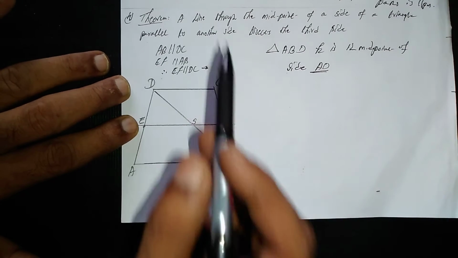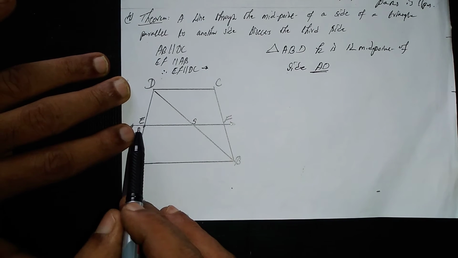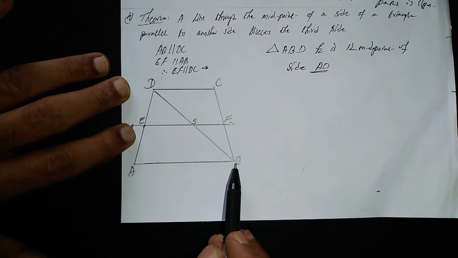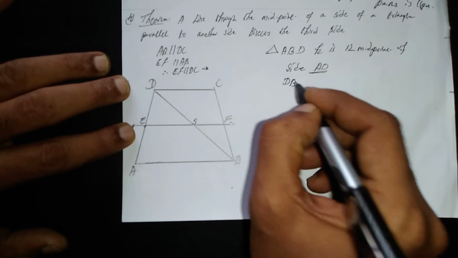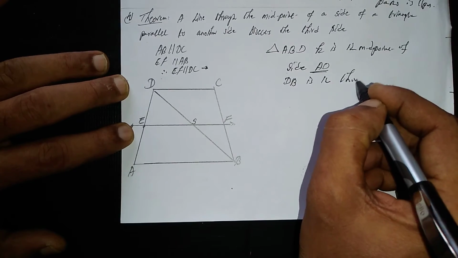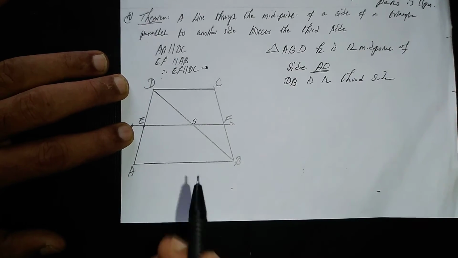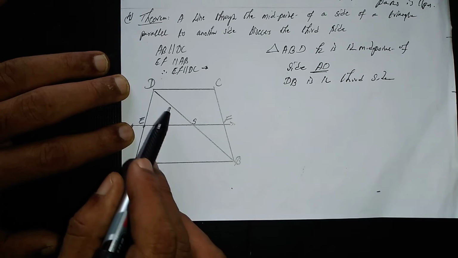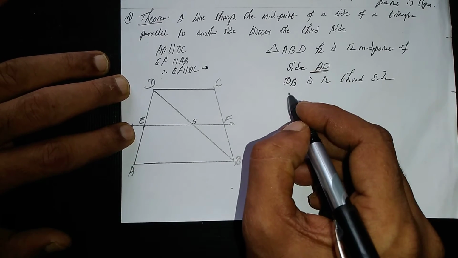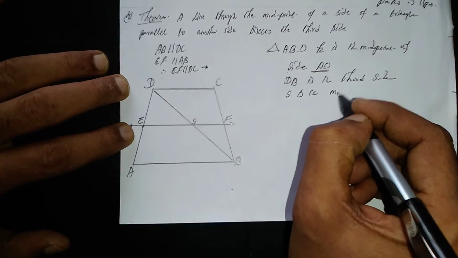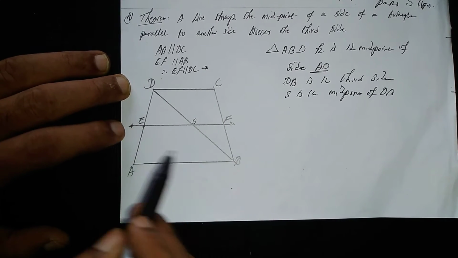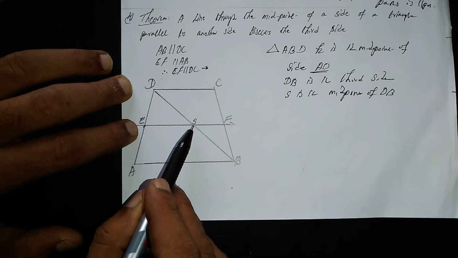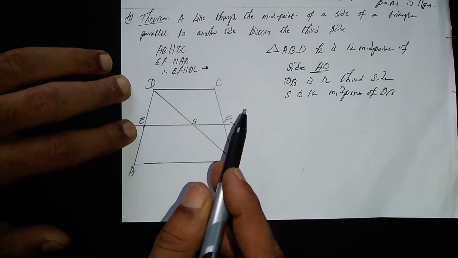The theorem states that a line through the midpoint of a side of a triangle parallel to another side bisects the third side. DB is the third side. The theorem states that it bisects the third side, so naturally S is the midpoint of DB. Now we have proved that E is the midpoint of AD and S is the midpoint of DB. From here we will start the next step.